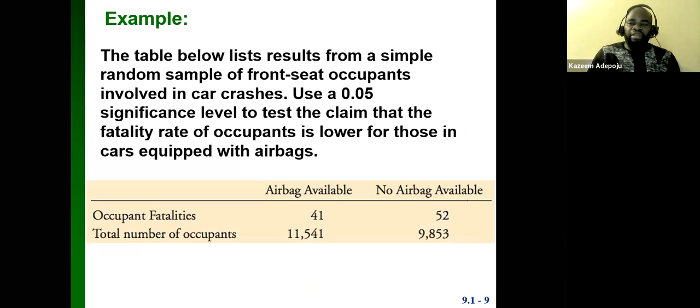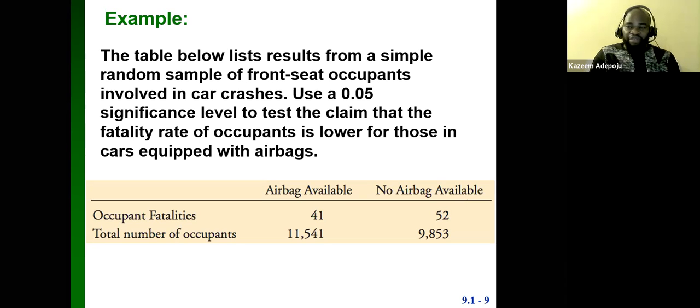Okay, so we want to have an example right now. The table below lists results from a simple random sample of front seat occupants involved in car crashes. Use a 0.05 significance level to test the claim that the fatality rate of occupants is lower for those in cars equipped with airbags. And of course, you're given the data as follows. You have airbag available. This is a cross tabulation table, where we are cross-tabulating whether the airbag is available or not against the fatality. And you can see the occupant fatality when the airbag is available, that's 41.